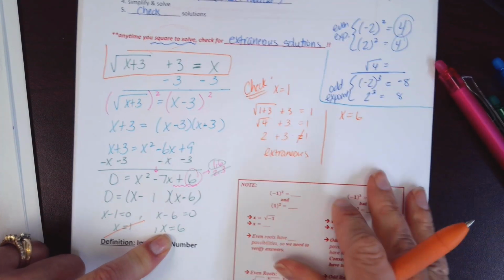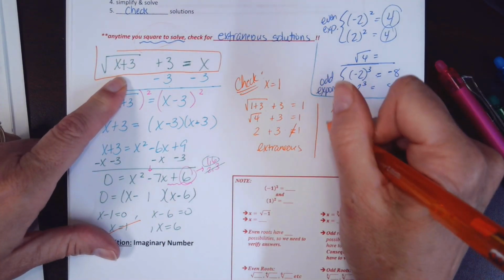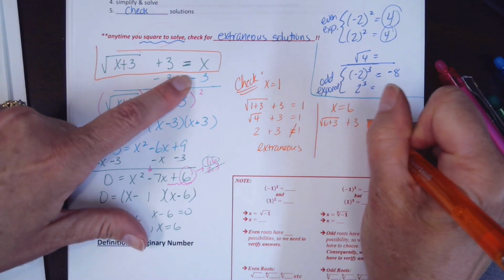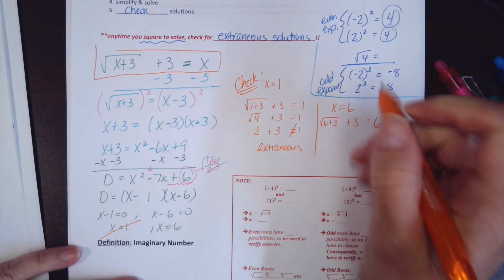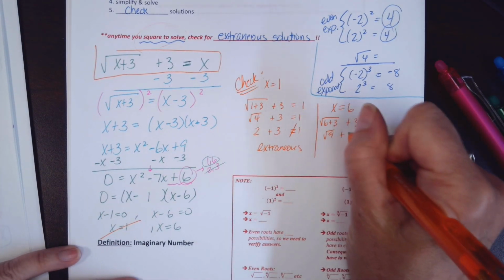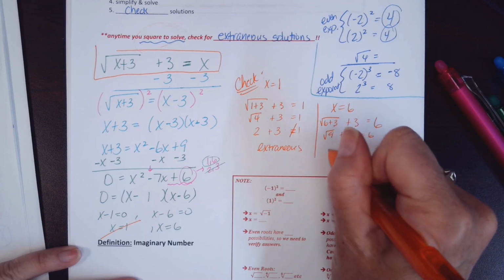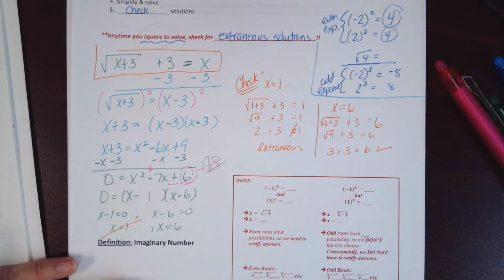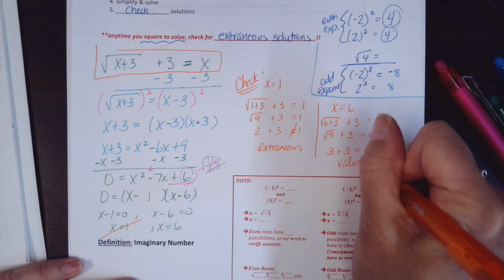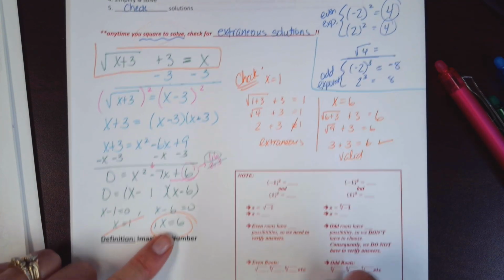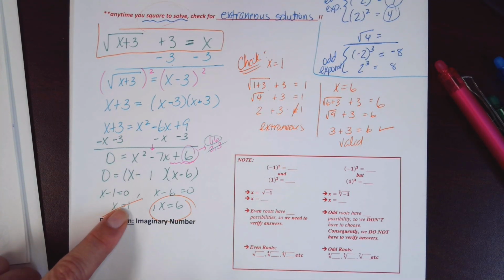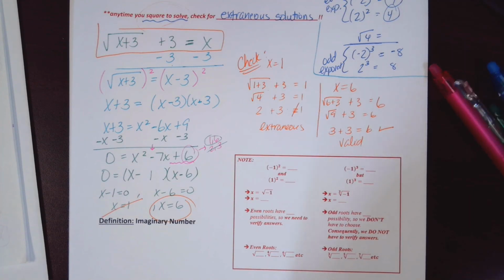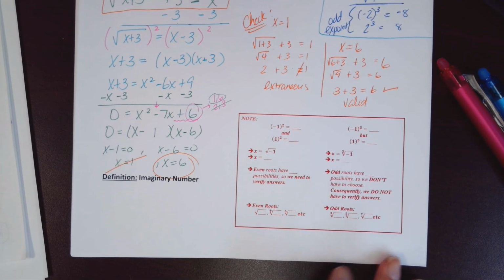Side work I did. If x equals 6 in our original equation, 6 plus 3 is 9, so that's the square root of 9. The square root of 9 is 3, and 3 plus 3 does, in fact, equal 6. So that's a valid solution. I found 2 solutions, but the other one was extraneous, so this one is my only valid solution. Okay, rolling right along. Remember to pause if you need to pause.